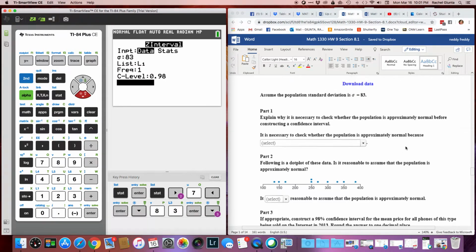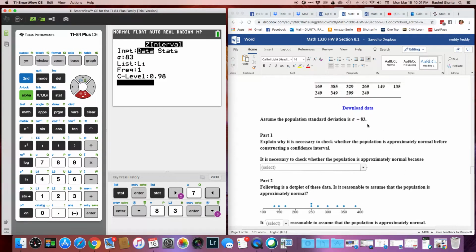So in part 1, it'll ask you why it's necessary to check whether the population is approximately normal before constructing a confidence interval. And the answer to this is always going to be because your sample size is less than 30.